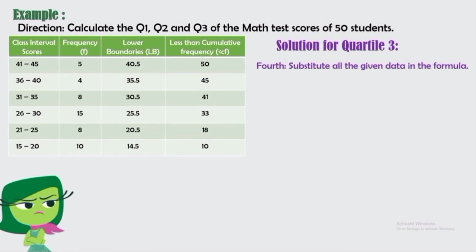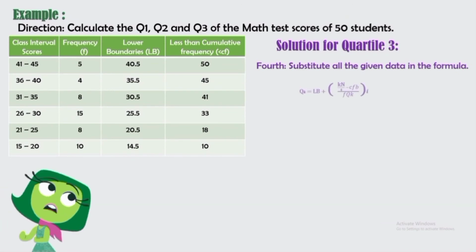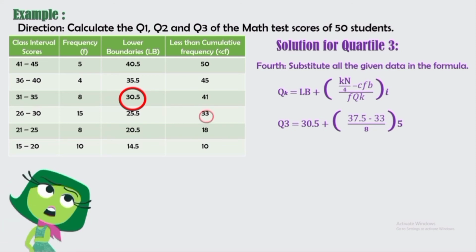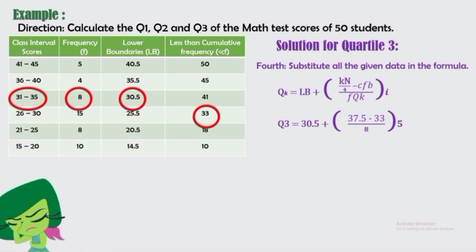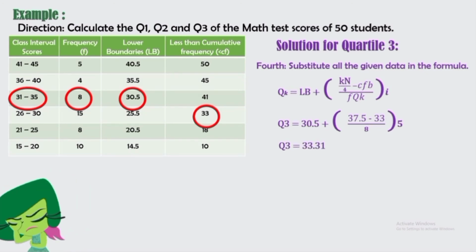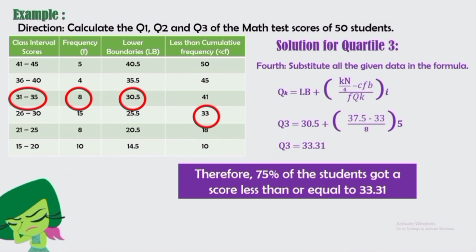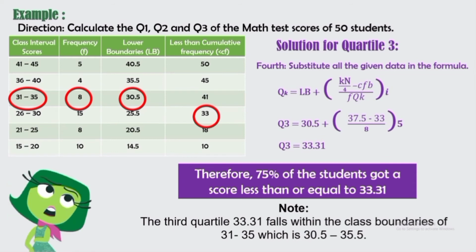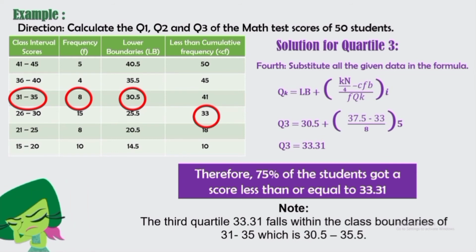For the fourth step, substitute all the given data in the formula. Here is the formula. Substitute the given data. 30.5 plus the difference of 37.5 and 33 divided by 8. Multiply by the class interval, which is 5. And we have 33.31. Therefore, 75% of the students got a score less than or equal to 33.31. Take note, the third quartile, 33.31, falls within the class boundaries of 31 to 35, which is 30.5 to 35.5.